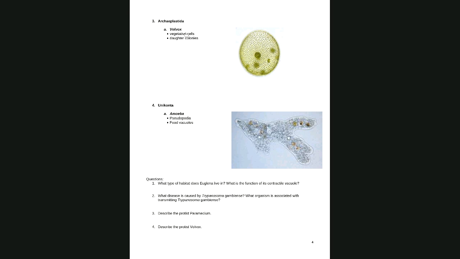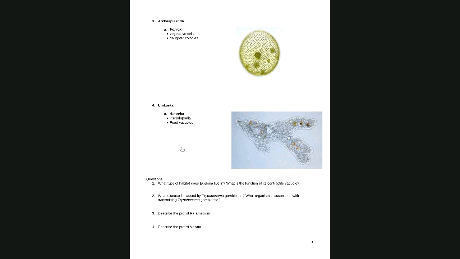It'll help you label the two different types of cells, or colonies, that form Volvox here. So make sure you label those. And then for the last supergroup, it's called Unikonta. As we'll talk about in chapter 28, this last supergroup, Unikonta, not only consists of amoeba-like organisms, but it also consists of our animals and our fungi. So that's where the kingdoms are being reclassified.